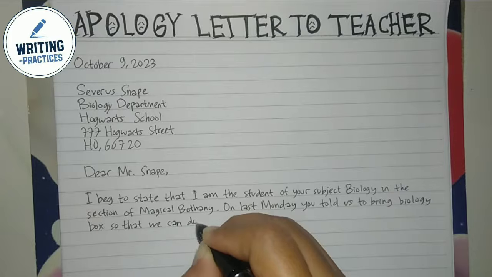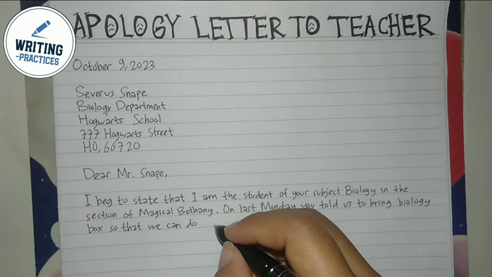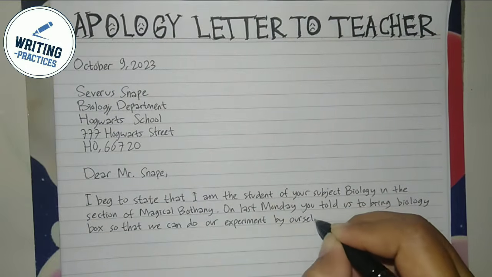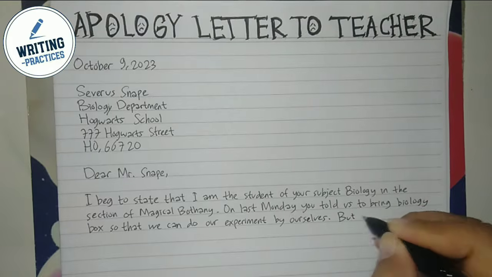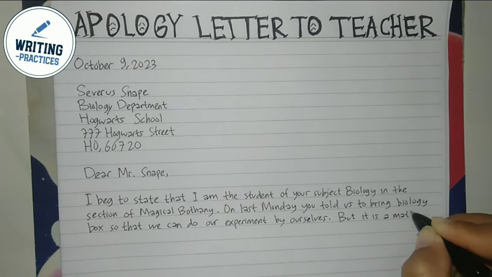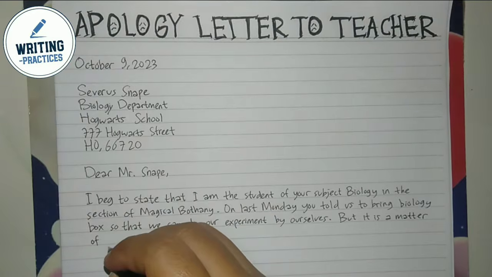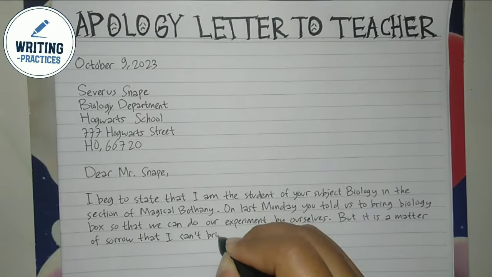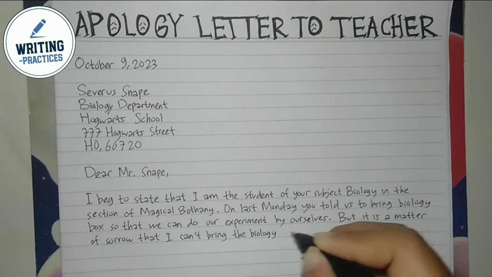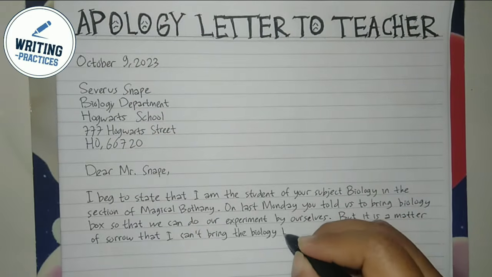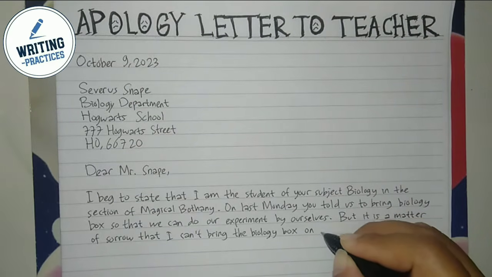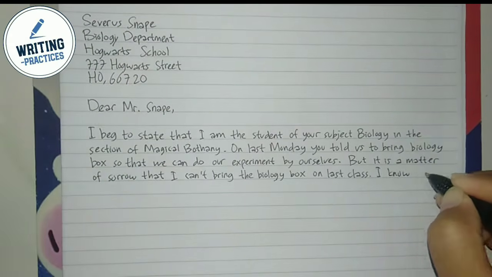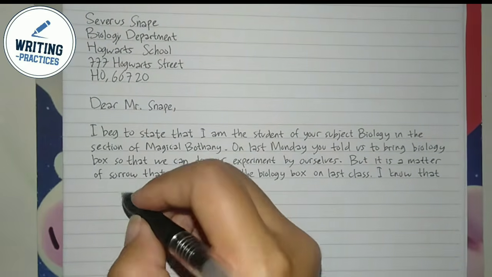Mention the date or day when you made mistake. And tell your teacher what the mistake is about. In this case, the student forgot to bring the biology box that should be used for experiment. It is very important that you show your sincere apologies here. Moreover, when the mistake is crucial, like it should be a part of the exam just like in the example.